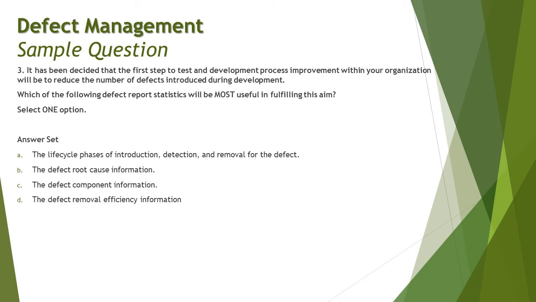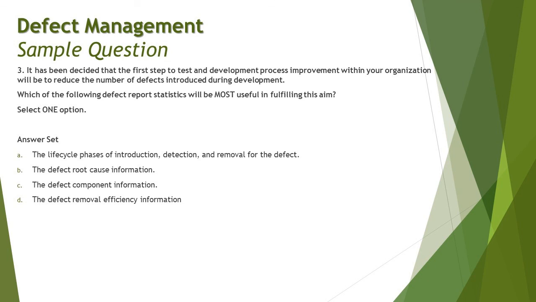Let's look at B, the defect root cause information. Now this information will definitely show you where defects are currently introduced, and so we can target these activities to prevent future defect introduction. So this is quite straightforward: this root cause information will actually help you to determine where exactly you are getting the defects and why you are getting the defects, and that can definitely help you to achieve your goal of reducing the defects introduced as a part of development.